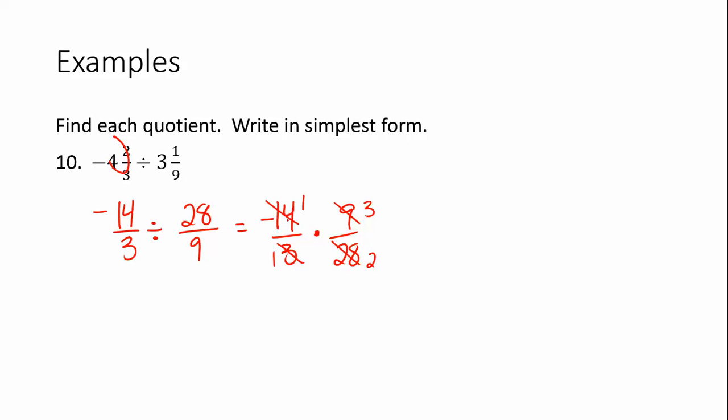14 goes into 14 once, 14 goes into 28 twice. This is going to be a much simpler problem. Negative times positive, my answer will be negative. 1 times 3 is 3. On the bottom, 1 times 2 is 2, and we get negative 3/2. You can switch it back to a mixed number if you'd like and say negative 1.5, or you can leave it improper.